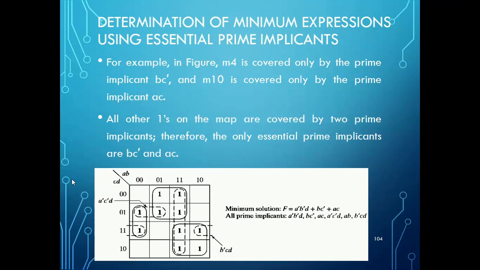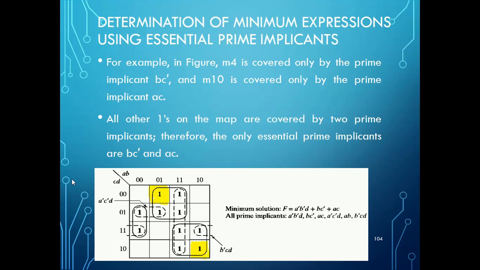Let us take one more example that was solved earlier. Here also let us see how we have found the minimum solution. For example, in the figure, M4, we have to identify which is M4 there. 0, 1, 2, 3, 4. Min term 4, this one you are seeing, and also M10. M10 is here. The min term 10.